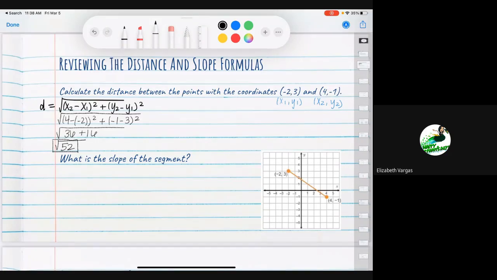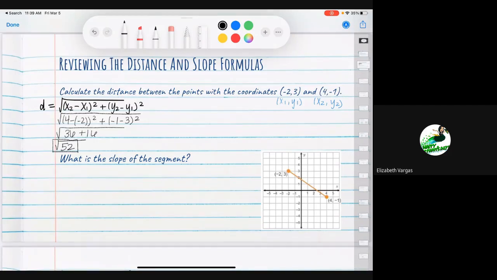So we just put those coordinates into the distance formula, and we're able to find the distance between those 2 points. Does anyone have any questions about how to find the distance between 2 points? Questions, concerns?